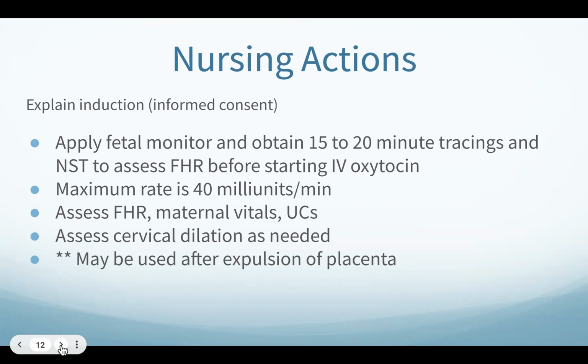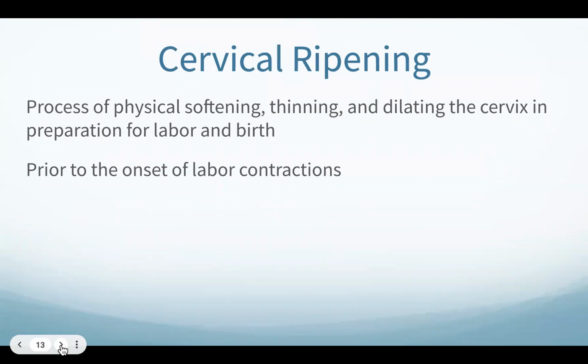And we will also see Pitocin being used in the 3rd stage of labor for the expulsion of the placenta. Cervical ripening are medications and non-pharmacological methods, which we're going to talk about, that the purpose is to thin and dilate that cervix.